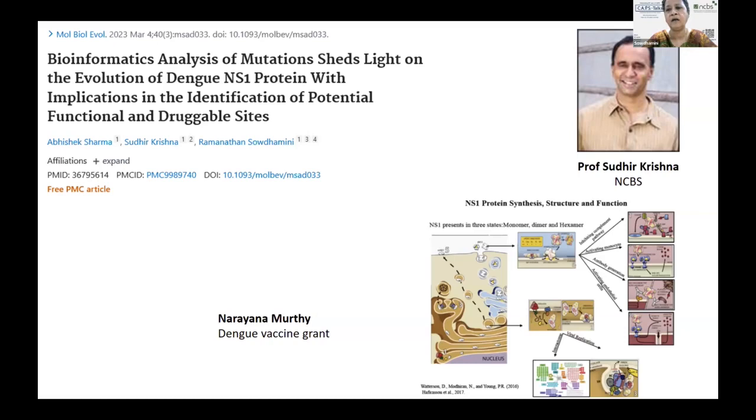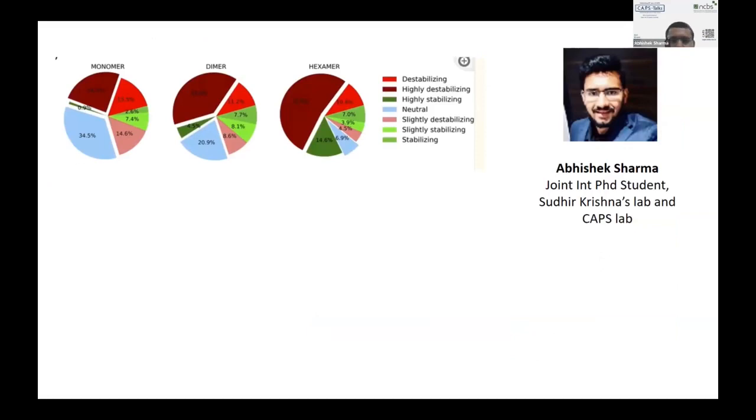NS1 acts like a public relations officer because it interacts with many host proteins. It goes around interacting. It is known to be produced as a monomer, but after that, most of the time it is recorded to remain as a dimer and occasionally as a hexamer. So what Abhishek had done was to perform bioinformatic analysis of the currently available dengue sequence data and ask, particularly focusing on NS1 itself, what sort of changes are going on, and if we project from the structural angle, are they going to destabilize or stabilize the protein?